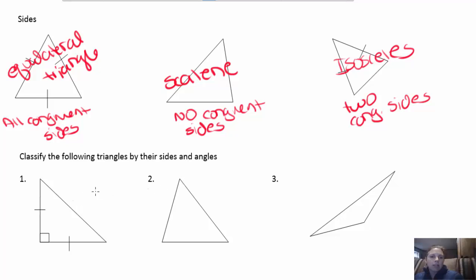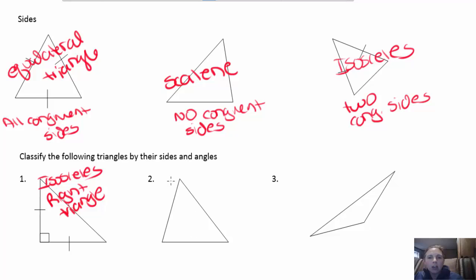For 1, 2, and 3, it says classify the following triangles by their sides and their angles. So each of them should have 2 names. If we look at the sides first of this, it would be an isosceles right triangle. Because there's a right angle, you do the sides, and if you put right first, that's fine: right isosceles or isosceles right.